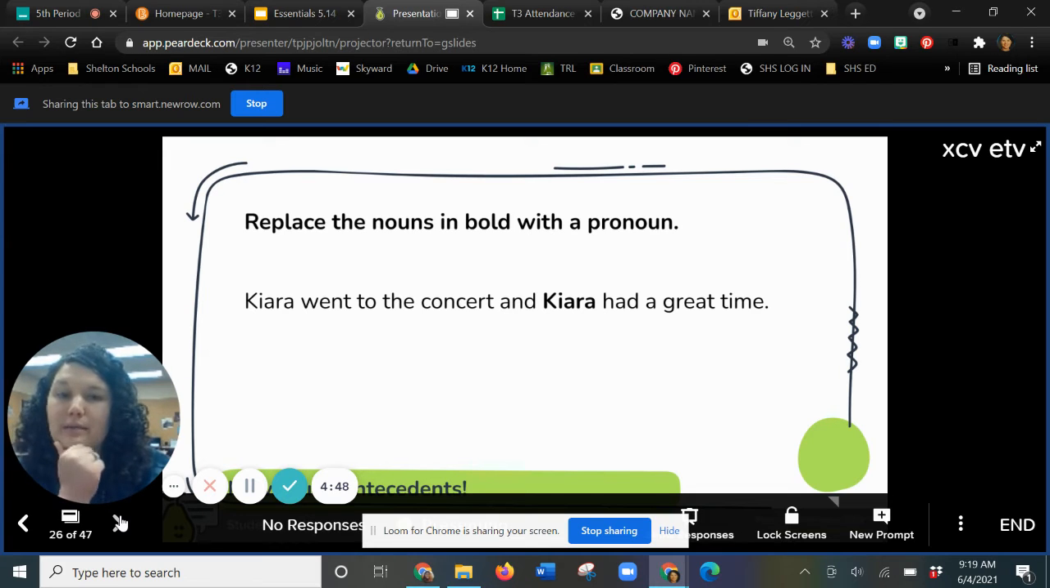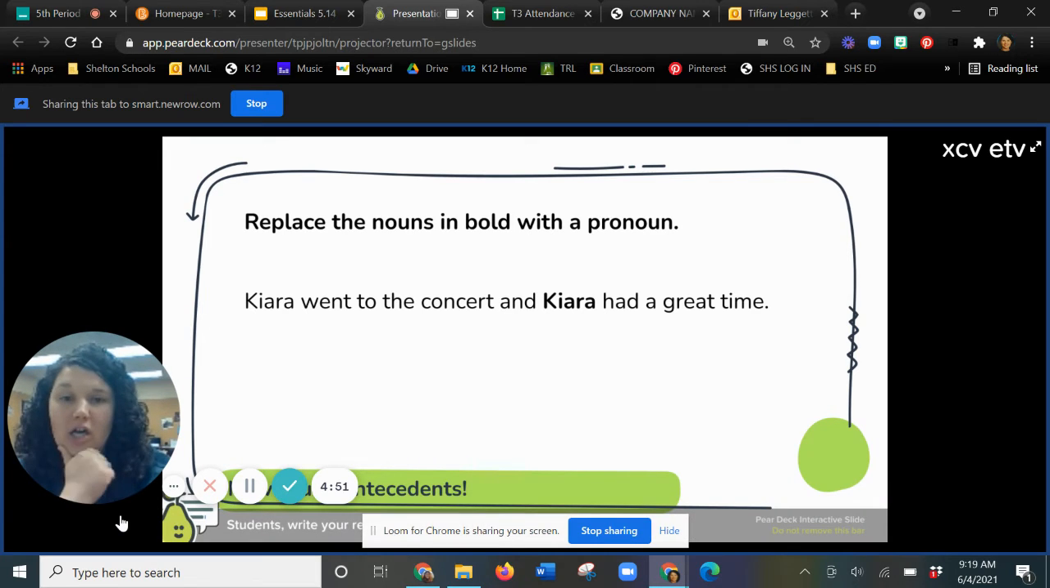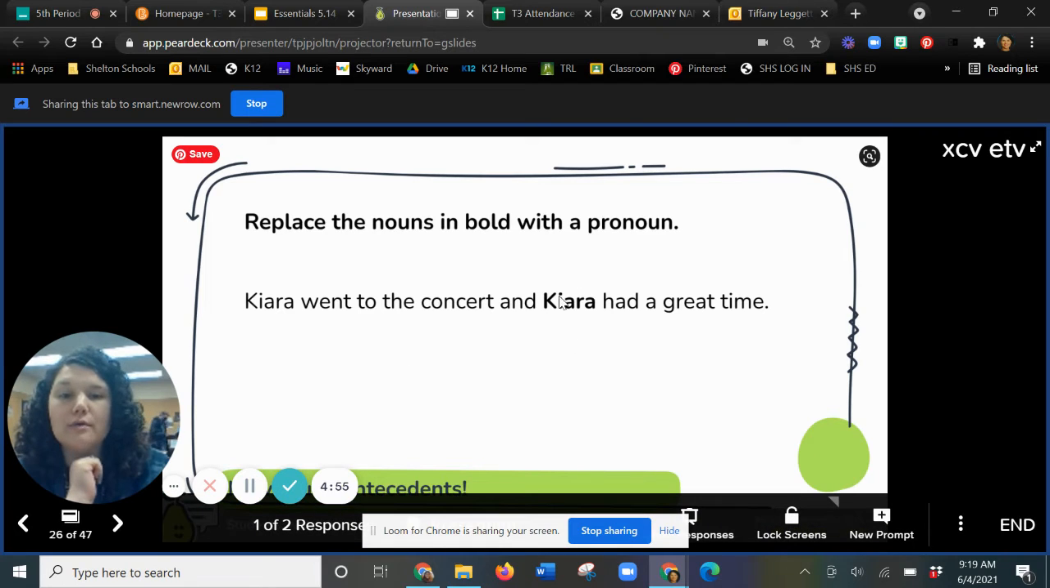Replace the nouns in bold with a pronoun. Kiara went to the concert and Kiara had a great time. What could we use instead of repeating Kiara's name? What pronoun could we use?